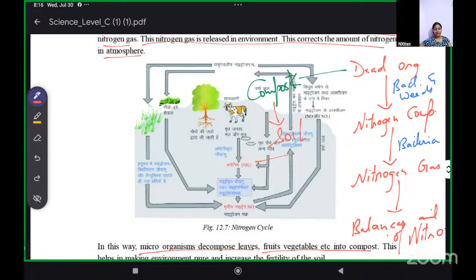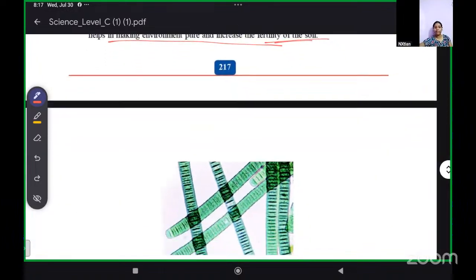All right, this is natural. This happens naturally in the environment. This cycle happens naturally in the environment, like the nitrogen cycle, like the land breeze and sea breeze cycle. This breeze is going here, that breeze is coming here. That is also happening naturally. In the same way, the nitrogen cycle also happens naturally in the environment.